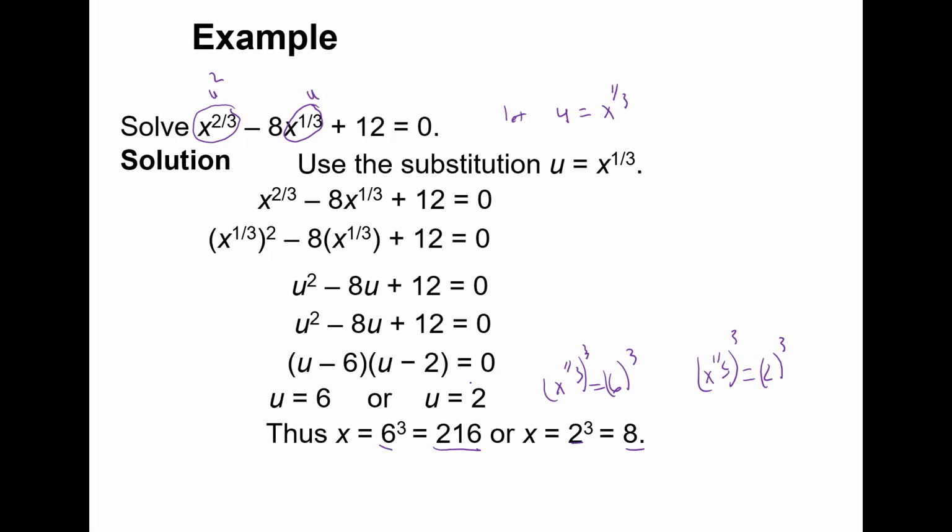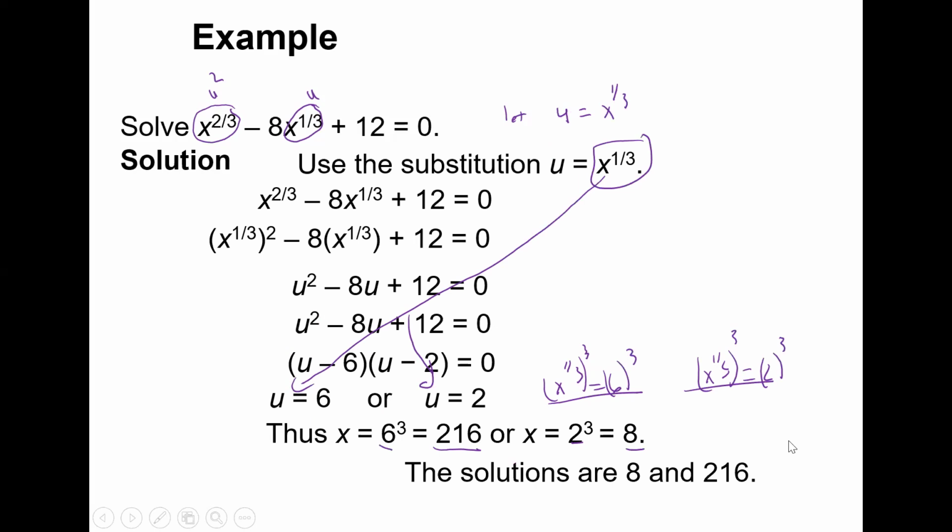Okay, so sometimes in the book, I've noticed they leave out steps, assuming that you know what's going on. What we've done is we've back substituted the 1/3 for u here and here to make it look something like that. And then we had to solve for x, so we had to cube it to get rid of that 1/3 power. All right, so then your solutions are 8 and 216.